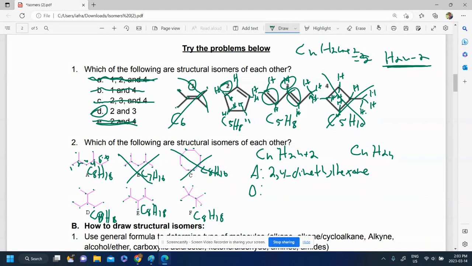For D, I have, let's see, 1, 2, 3, 4, 5. So the best route to go is probably this route over here, because when you have equivalent parent chains, you want to try to get the parent chain with the most substituents on it. That'll be your parent chain. So we have 1, 2, 3, 4, 5. So in carbon number 2 and 3, we have substituents. So we have a 3-ethyl. Let me make sure that's right. 1, 2, 3, 4, 5. Yeah, 3-ethyl, 2-methyl, and then pentane.